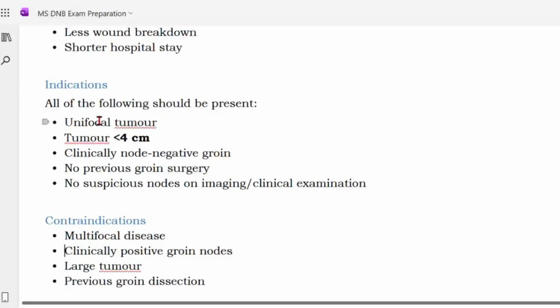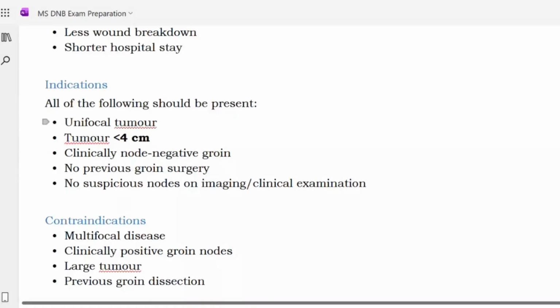Okay, like unifocal tumor, the tumor size should be less than 4 centimeter. Clinically node negative, so clinically you should not have any node which is palpable. No previous groin surgery, no suspicious nodes on imaging or clinical examination. Okay, so these are the indications, and you should satisfy these particular criteria to go for SLNB.